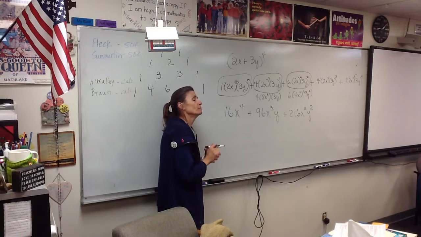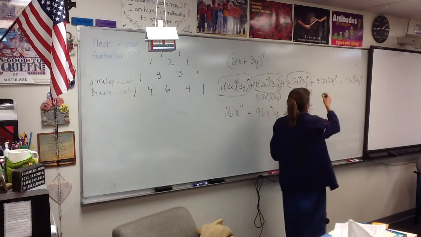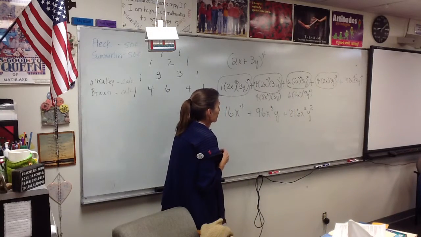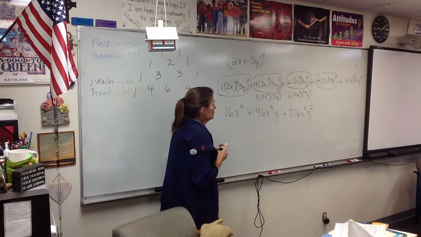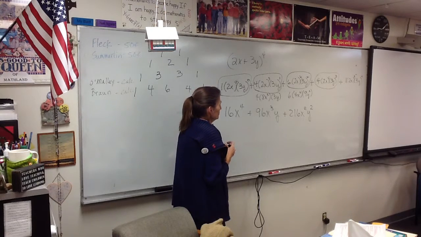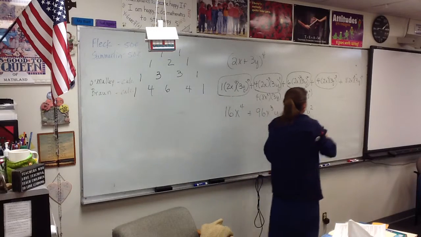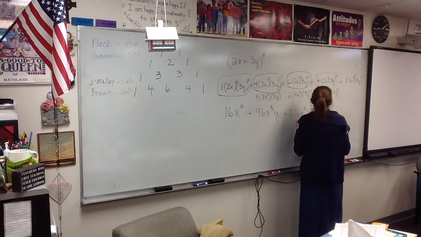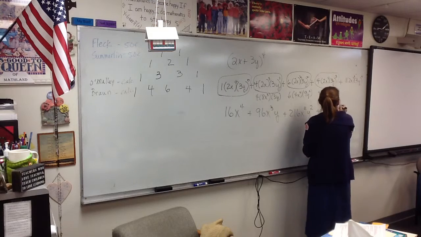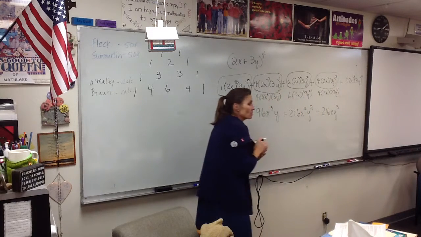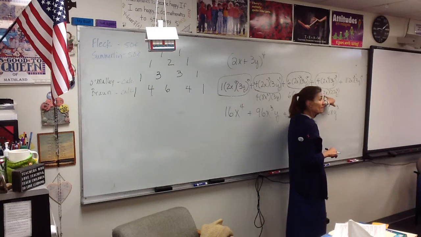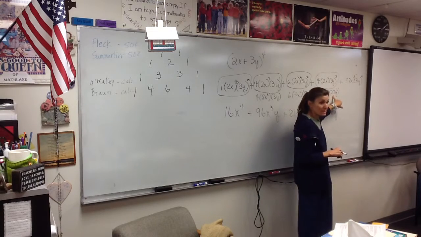Try the next one on your own. Can you simplify this term? Try it. What'd you get? I think it's 216 again. 216 xy cubed. How did we get 216? What did I multiply? I multiplied my 4 times my 2 times by 27.